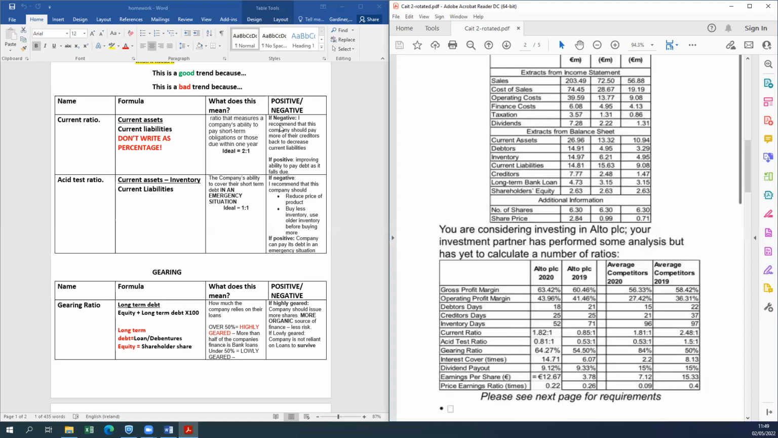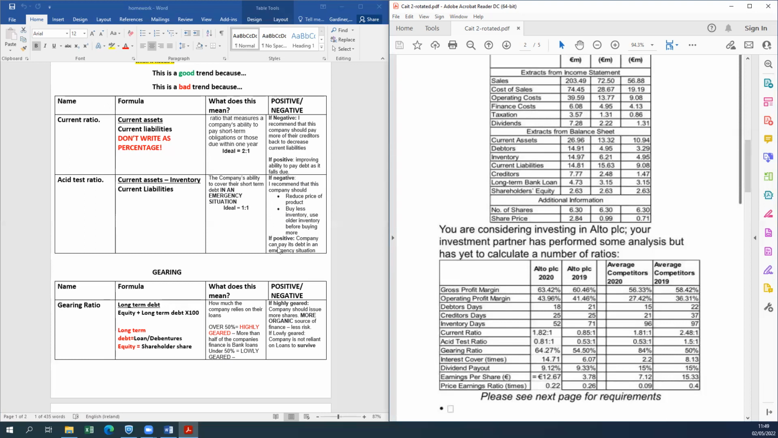So anyways, you just say, if negative, I recommend that the company should reduce the price of product. That means you're going to have sales. Your inventory is going to go down and your sales will go up. Buy less inventory. Use older inventory before buying more, so that you're using the old stock. You're not buying in anymore. This figure is going down.